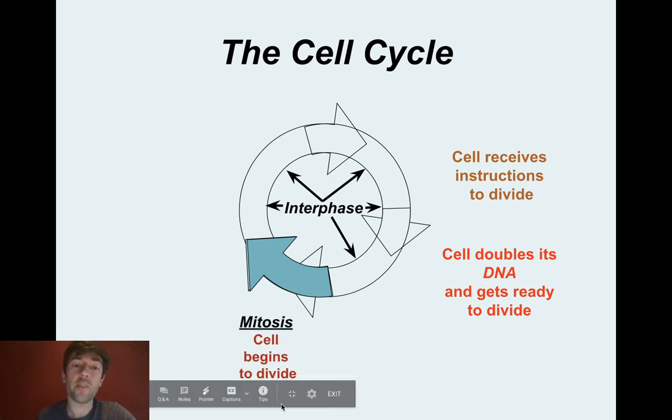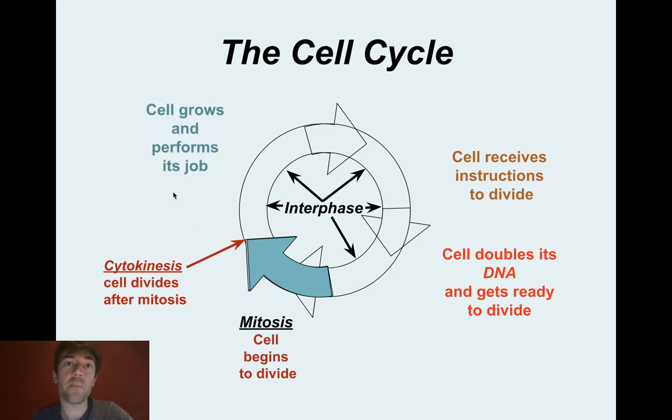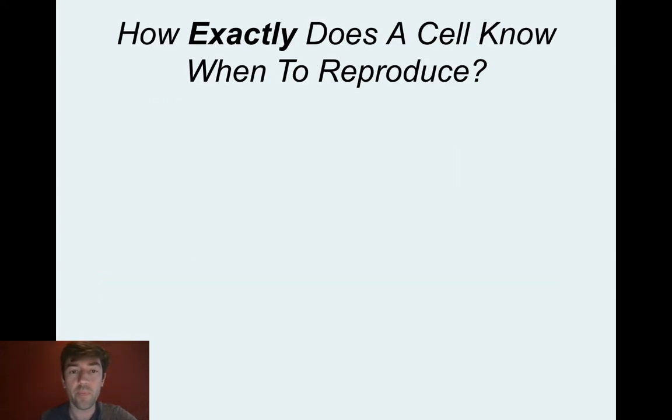And so then it goes through mitosis, and in a moment we'll drill into the details of what mitosis is, but basically the cell begins to divide during the mitosis process. Then there's a period called cytokinesis, which is where the cell divides right after mitosis. And then the new cells grow and keep performing their job, and time goes on, and then maybe a little bit later, each of those daughter cells might get new instructions to divide again, and so on and so on.